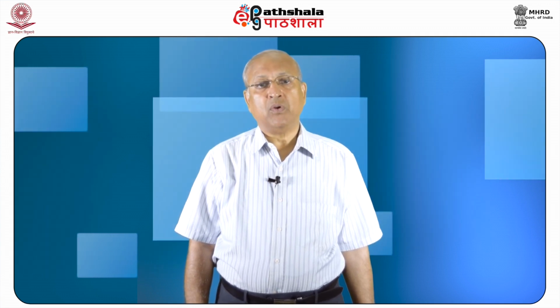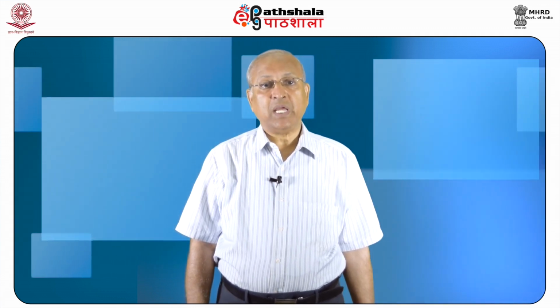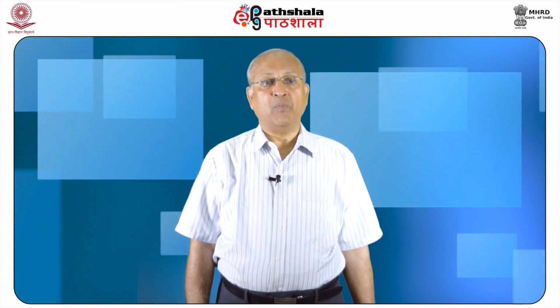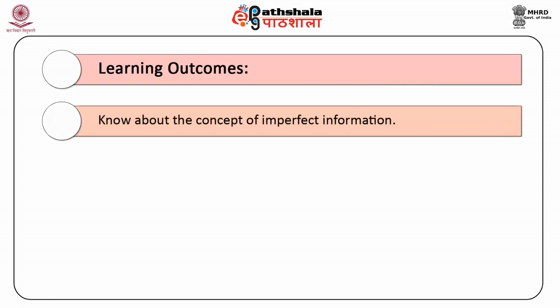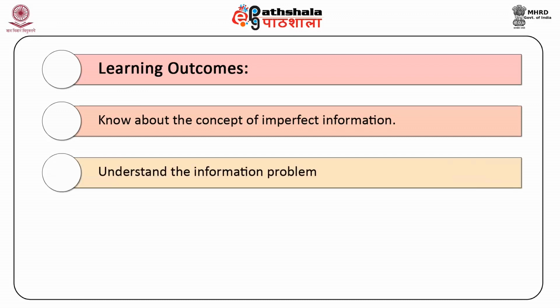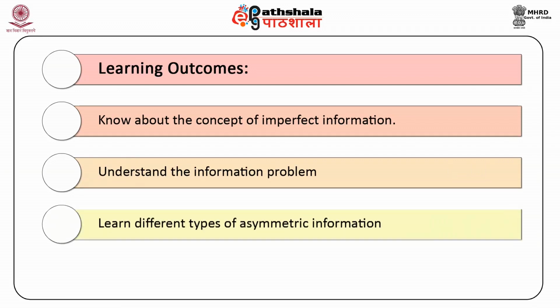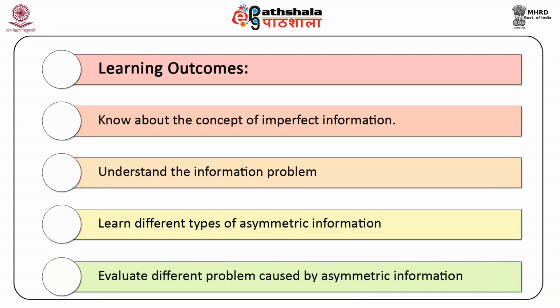In this module, we will discuss one of the three important cases of market failure, that is imperfect information. After studying this module, you shall be able to know about the concept of imperfect information, understand the information problem, learn different types of asymmetric information, and evaluate different problems caused by asymmetric information.